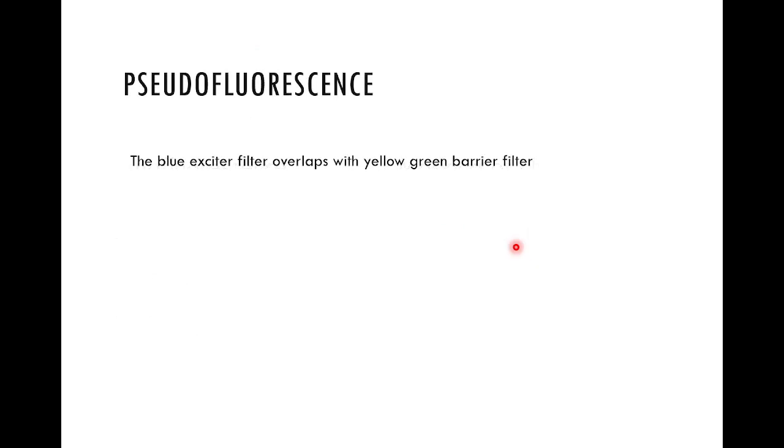So let's start with the pseudofluorescence. The blue excitation filter overlaps with the yellow-green barrier filter. So this occurs in the older machine, the previous version of the machine. Here the overlap of the filter occurs. At that time the pseudofluorescence occurs.